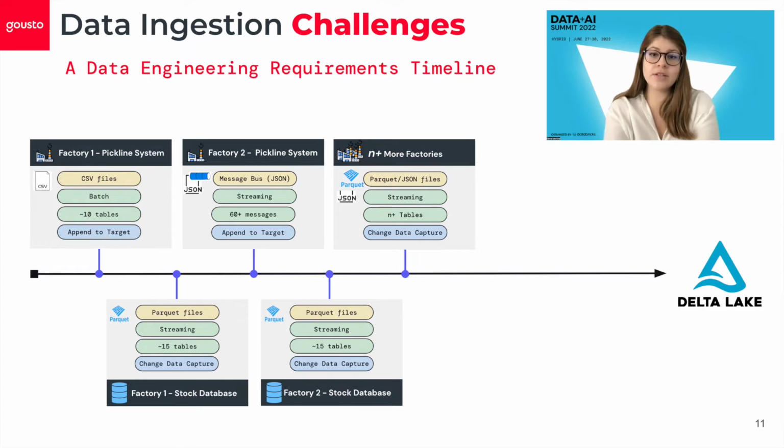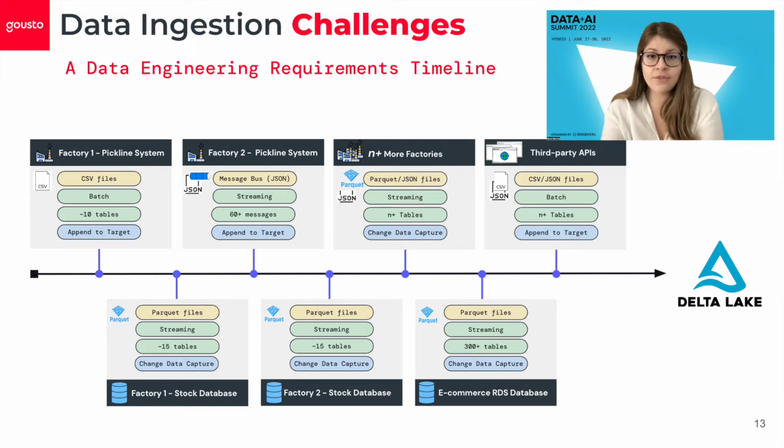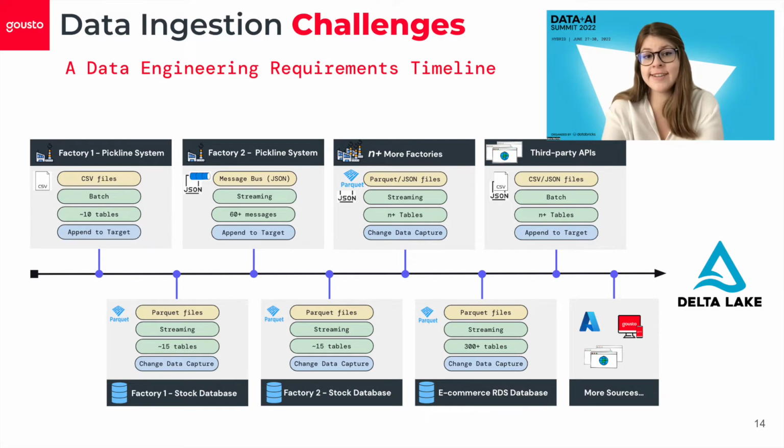Along with the factories, there's also the data coming from the e-commerce website database that deals with customer orders and subscriptions, which contains more than 300 tables, and we were expected to deliver with change data capture and almost in real time.